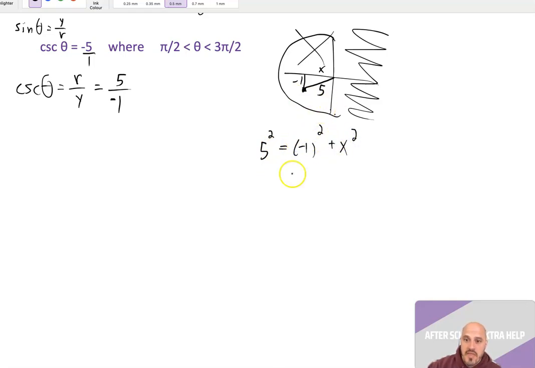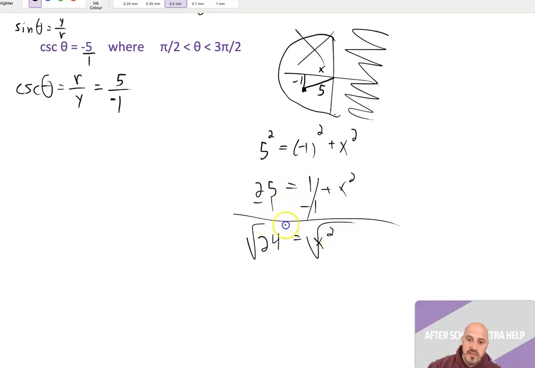All right, let's do our math out here. We get 25 equals, well, 1 squared is just 1, plus x squared. Let's subtract, and I get 24 equals x squared. And I take my square root of both sides. This one isn't as pretty as the others, but I think it's pretty. Let's just simplify a little. Every number is pretty, I would say.